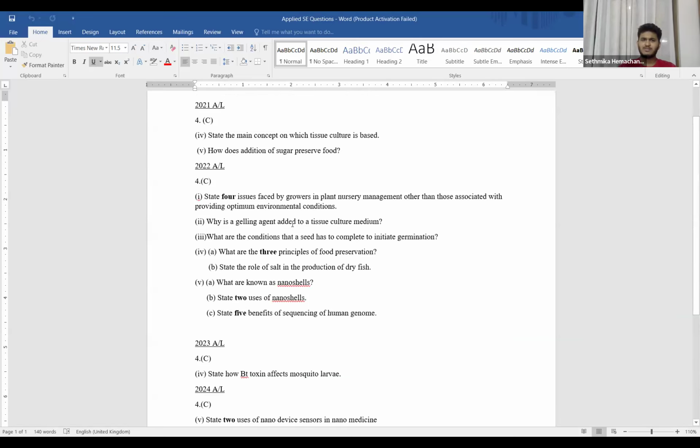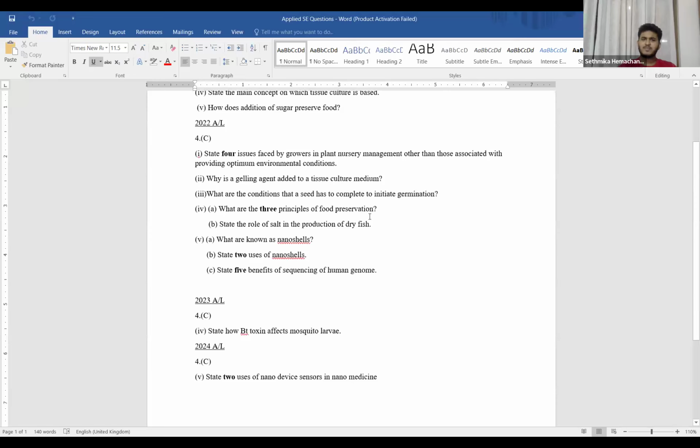What's the gelling agent used? I mean, basic questions. The gelling agent added to the tissue culture medium. What is it? Yes, that is it. I think we did this about 2 weeks ago. Okay, good. It's agar, right? Agar. What are the conditions that a seed has to meet to initiate germination?